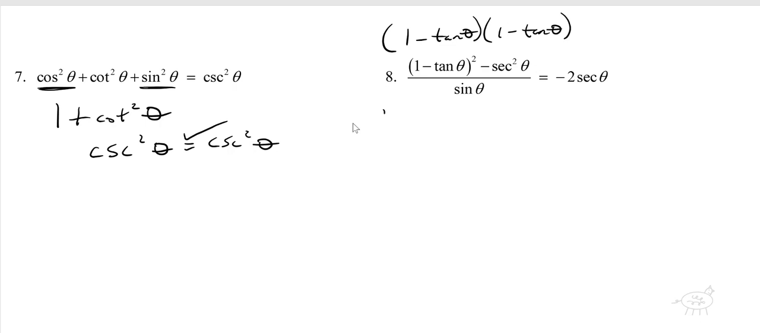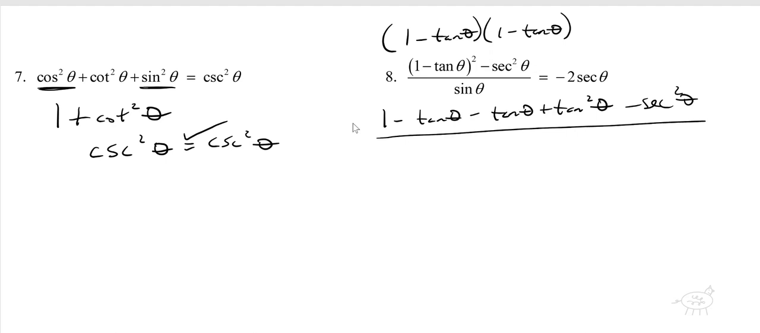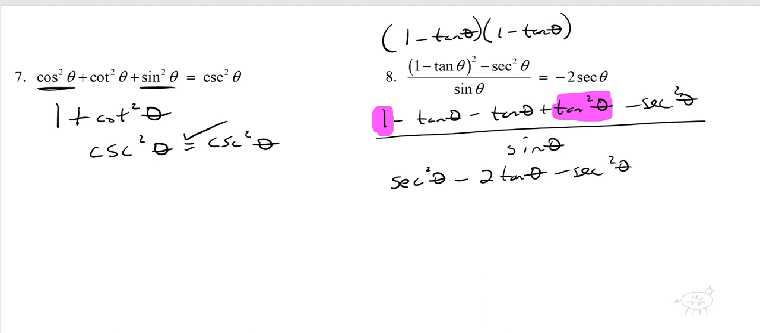So if I FOIL that, I get 1 minus tangent of theta minus tangent of theta plus tangent squared of theta minus secant squared of theta, all over sine of theta. Okay, so what do I have here, math fans? Man, you better be looking at a tangent squared of theta plus 1. Right? So tangent squared of theta plus 1, you can write it as secant squared of theta. It's one of our identities. Minus 2 tangent of theta minus secant squared of theta, all over sine of theta.